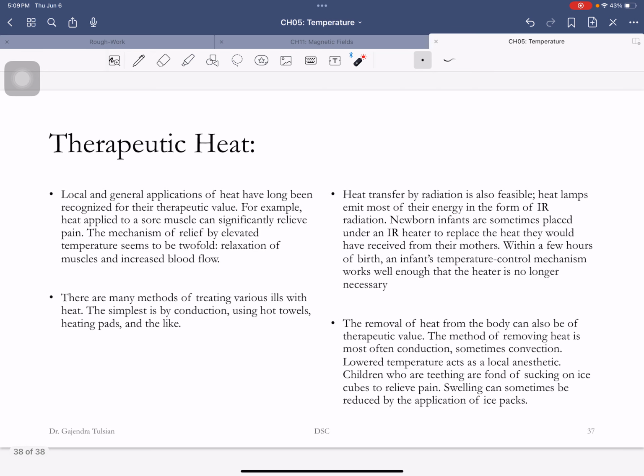Now let's see how heat is used in a therapeutic manner. Local and general application of heat have long been recognized for a therapeutic value. For example, heat applied to a sore muscle can significantly relieve pain. The mechanism of relief by elevated temperature seems to be twofold: relaxation of muscles and increased blood flow. So if your muscles are sore, applying heat relaxes the muscles and increases blood flow to the area and relieves the soreness.